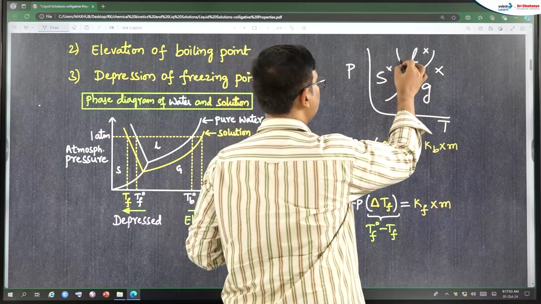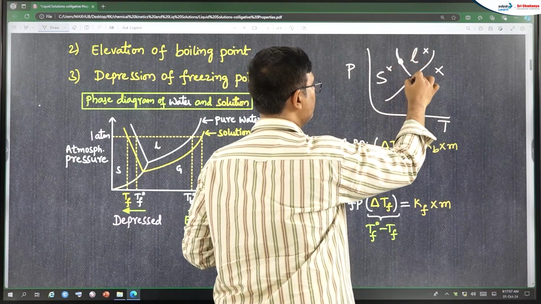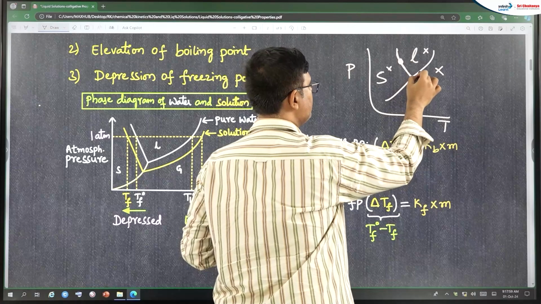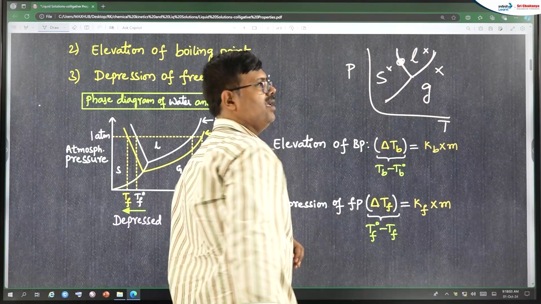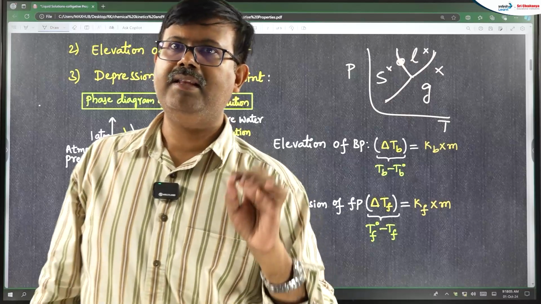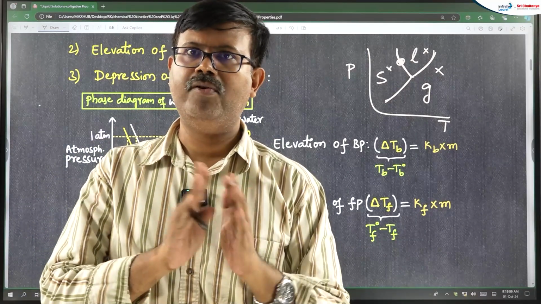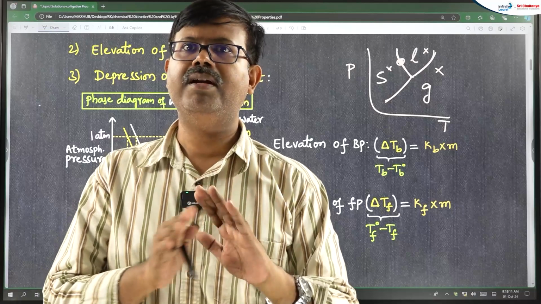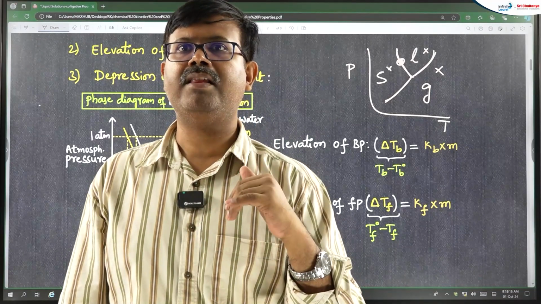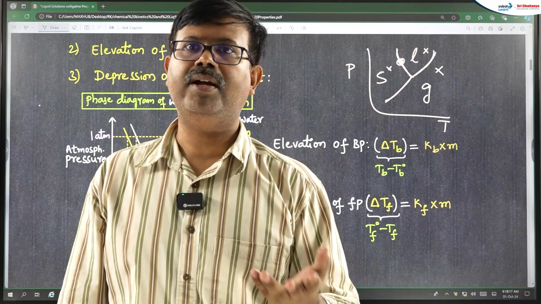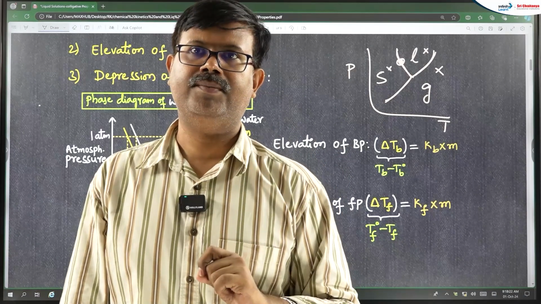Now, what is the meaning of this boundary? There is a boundary line here. What is the meaning of these boundaries? If you take any point on the boundary, then at that pressure and temperature, both liquid and solid coexist in equilibrium, because it is the boundary between them. That means, in other words, it is the melting point or freezing point of the substance.